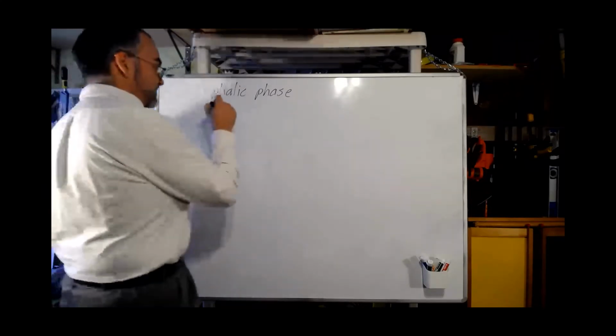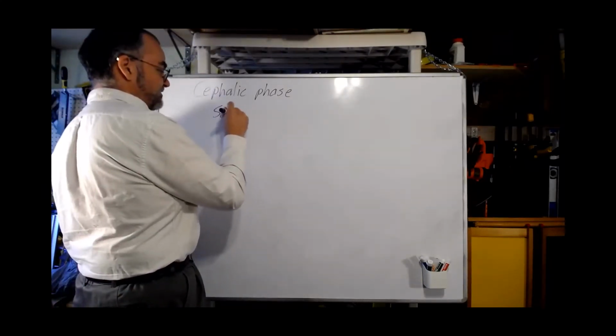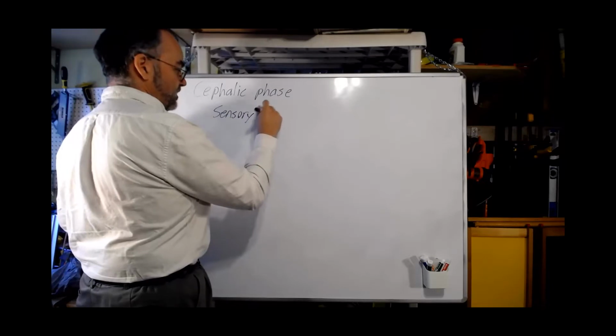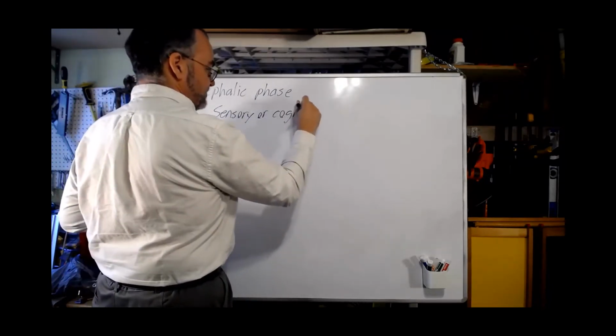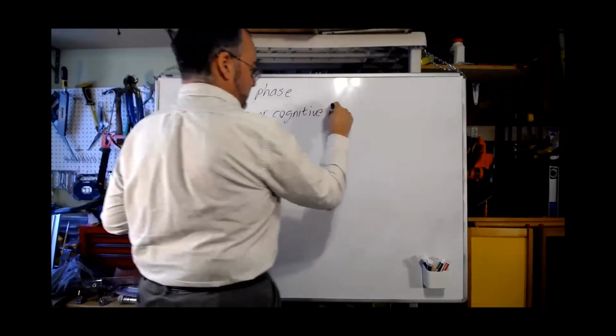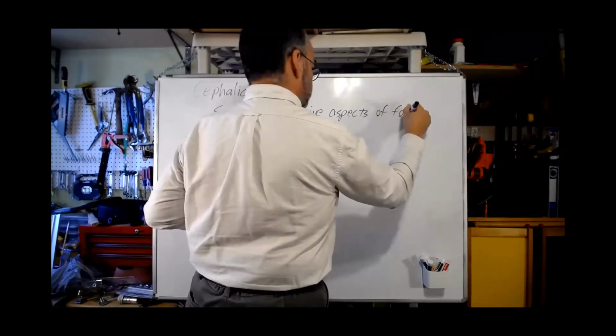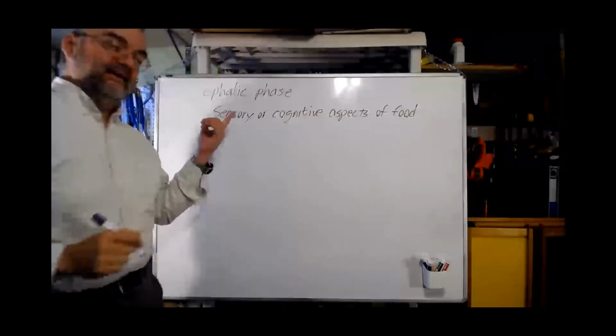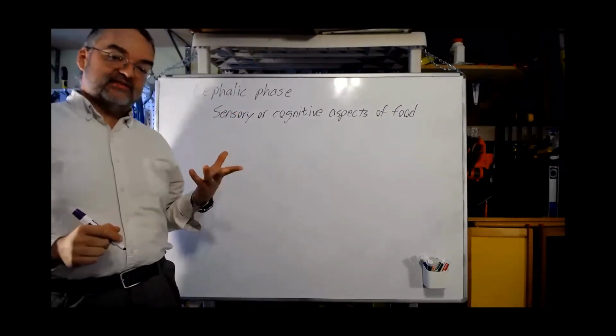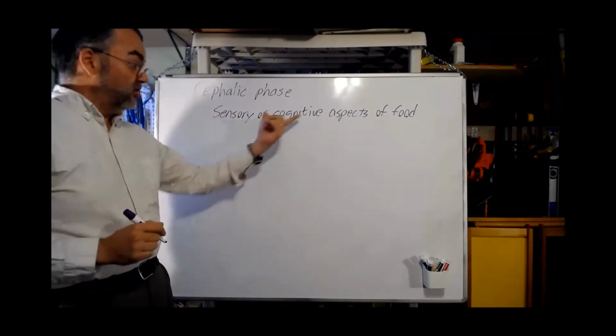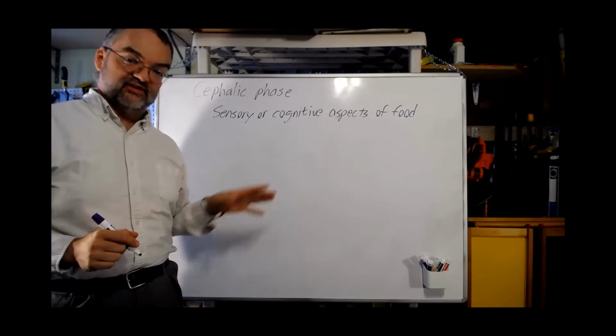This begins with sensory or cognitive aspects of food. So, the fact that I am smelling or seeing or even just a little taste of food, or even just thinking about food can trigger this.